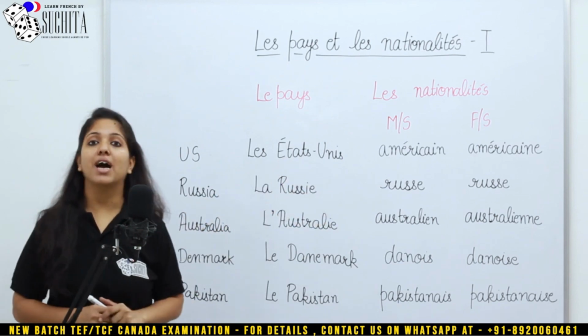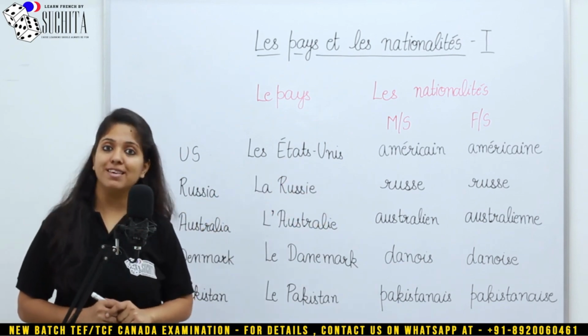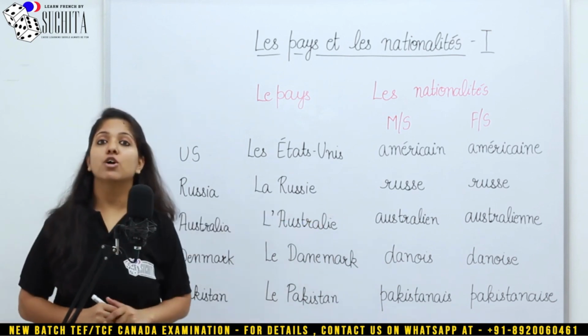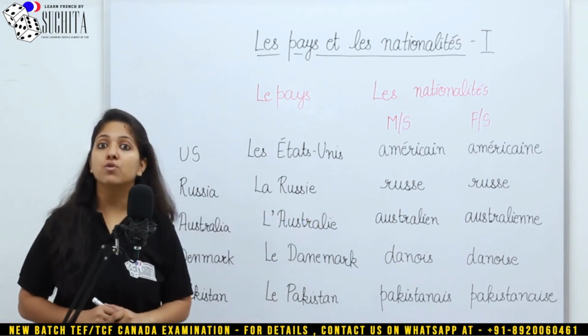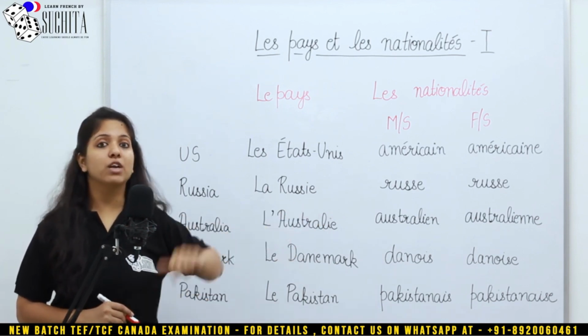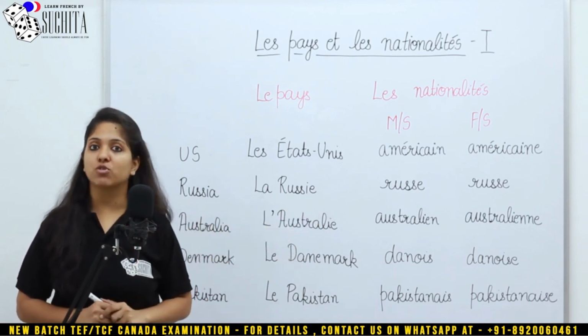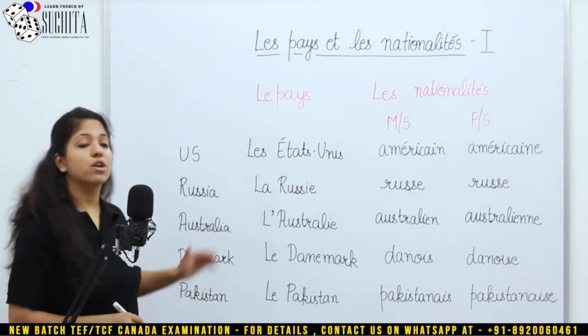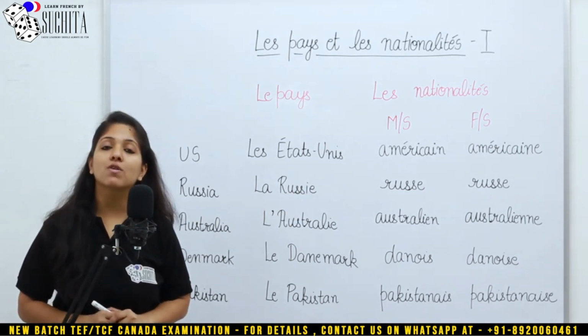Next one, Russia, that is la Russie. The nationality is Russe. Now, if you see, Russe is already ending with E. So, in order to make it feminine, you will not apply any extra E. So, Russe and Russe. The next one, Australia, which is l'Australie.